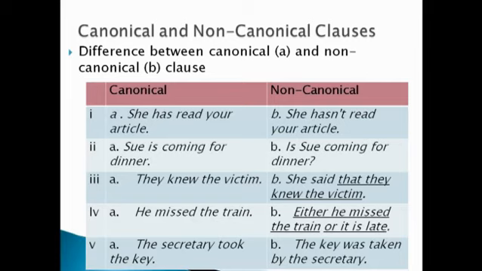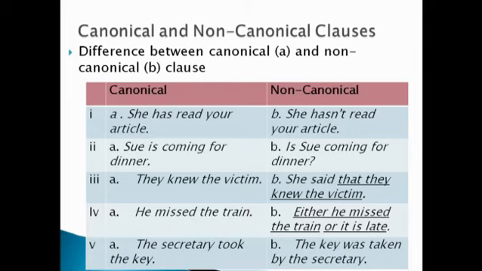Number 3, A. Canonical: they knew the victim. In B: she said that they knew the victim. So canonical clauses must always be direct. They are in direct speech rather than in indirect speech. Clauses in indirect speech are always non-canonical.